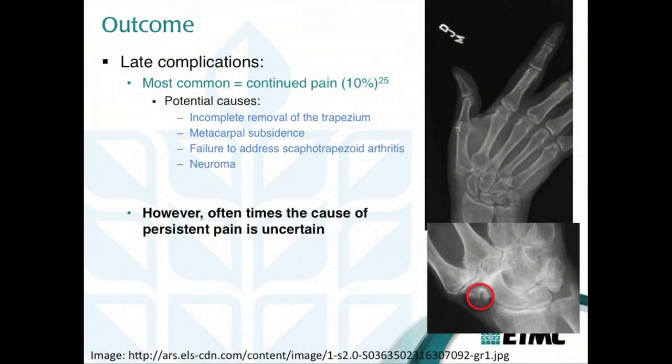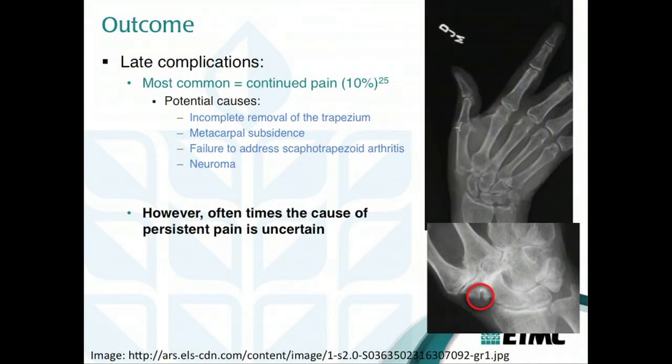The metacarpal subsidence, meaning that this metacarpal, the thumb bone, keeps on migrating to the point where it touches the scaphoid bone over here. The other potential factor is the failure to address scaphoid trapezoid arthritis. It just means that now that I got a trapeziectomy to remove this bone, patient no longer has arthritis in this area. But if patient had pre-existing arthritis over here, then by definition, this hasn't been treated, even with the operation.